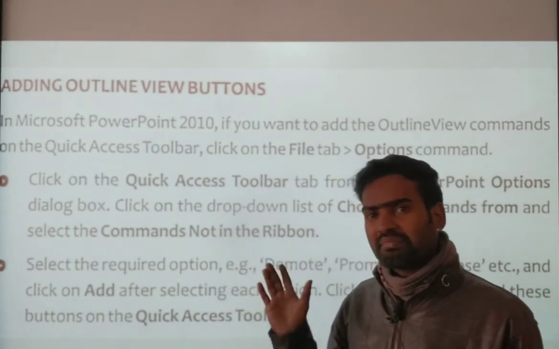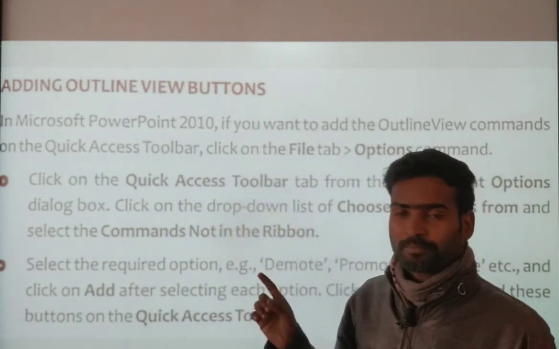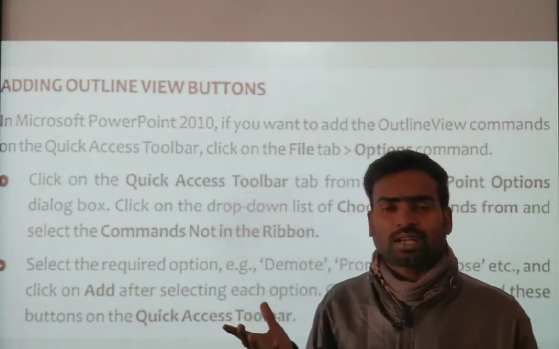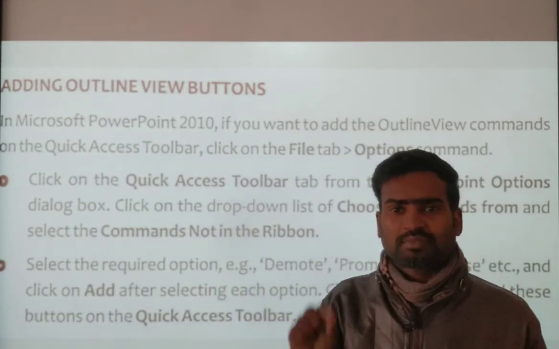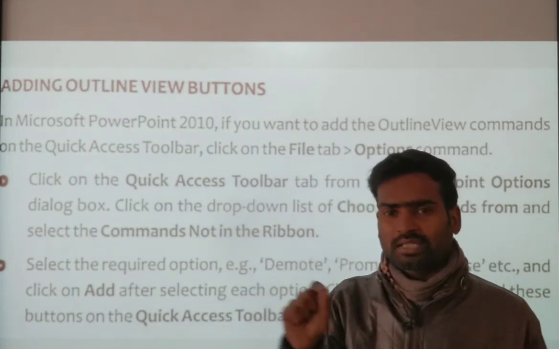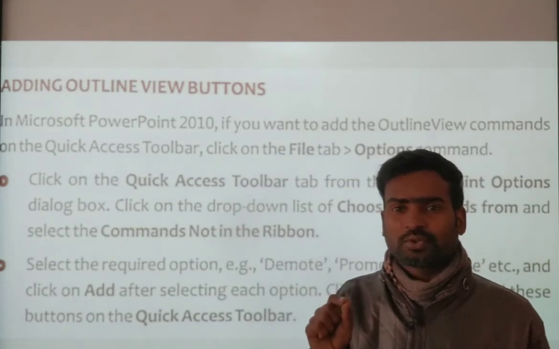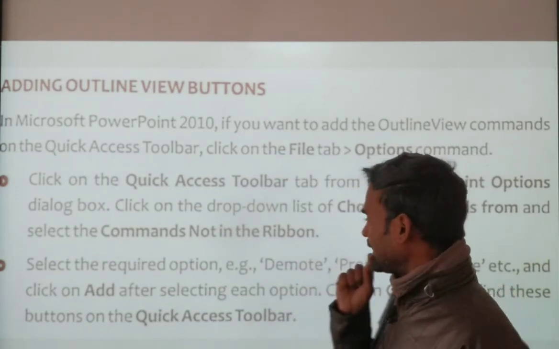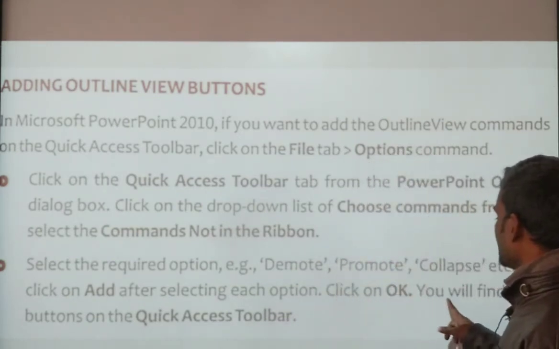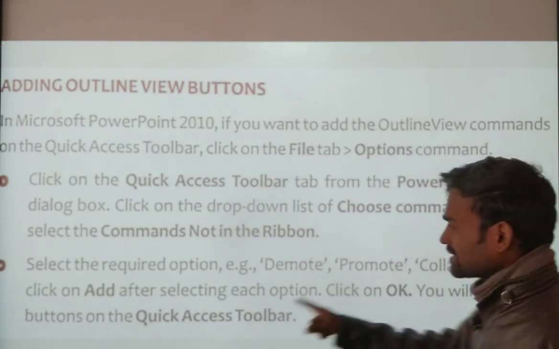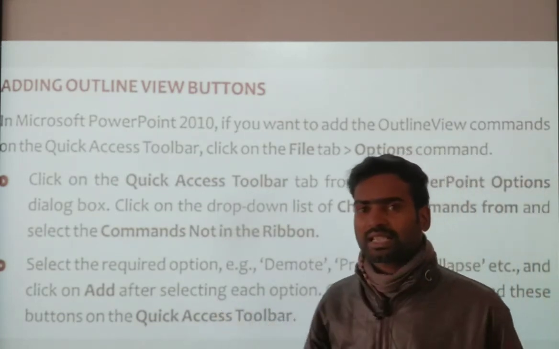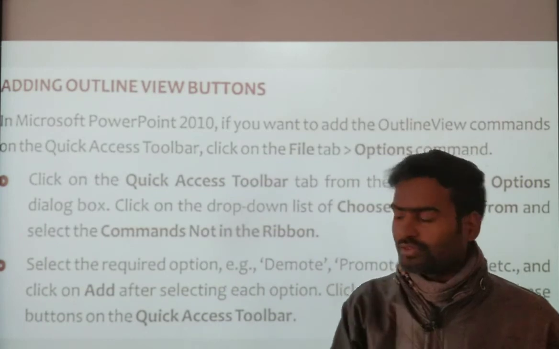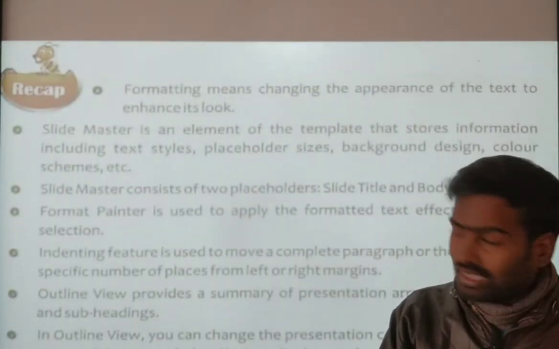So we can keep many things on the quick access toolbar. Why do we use the quick access toolbar? We don't need to search all the way. Just within one click we can bring the options. That's why they use the quick access toolbar. And click on OK. You will find those buttons on the quick access toolbar. Whatever we selected will be shown there. Right? So now I'll show you how.